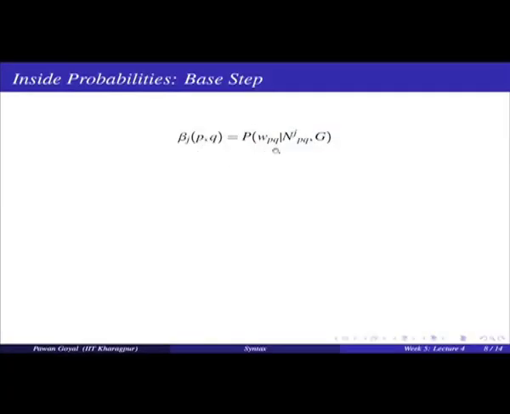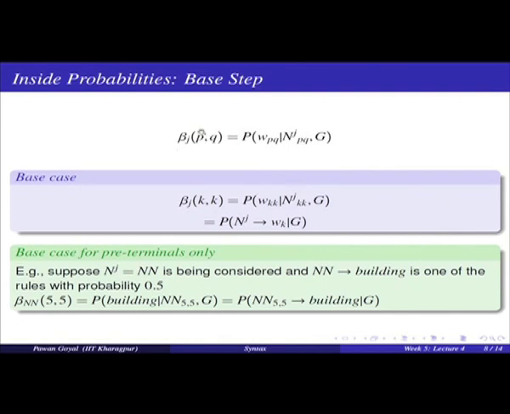So, what will be the base case here? The base case would be when p and q are the same, that is, I am deriving a single terminal from a non-terminal, and that you can find out very easily if your grammar is in the Chomsky normal form. So, what is the particular non-terminal that derives this terminal? This would be the base case for deriving single terminals, and then I will go in a bottom up fashion and derive the inside probabilities for higher and higher sequences. So, the base case here is when p is equal to q.